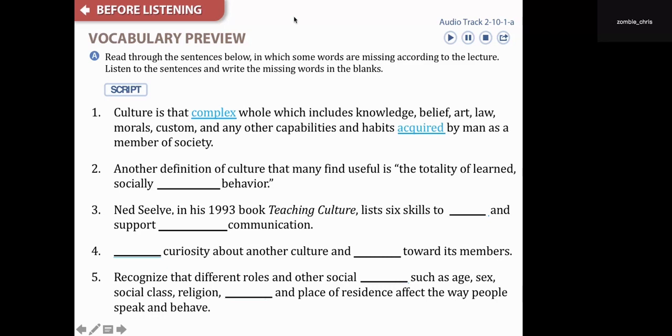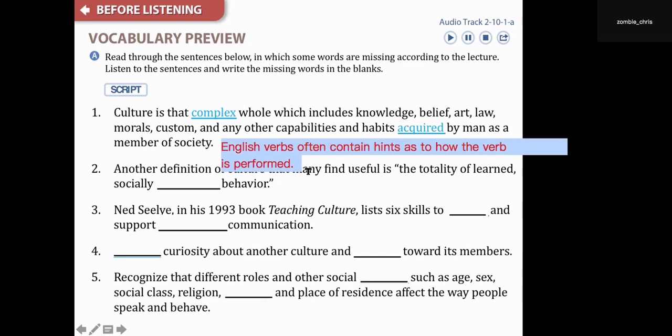Acquired. Now I have to talk about this verb a lot, and it's very, very important to understand that English verbs often contain, shall we say, hints as to how the verb is performed. So it's very important to understand that English verbs often give the feeling of how the verb is actually performed. So this means that we don't use adverbs in the same way as you do in Chinese. There is very, very little need often to use a verb and adverb when a different verb may well give an idea as to how the verb is performed.